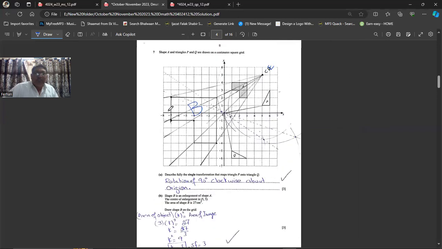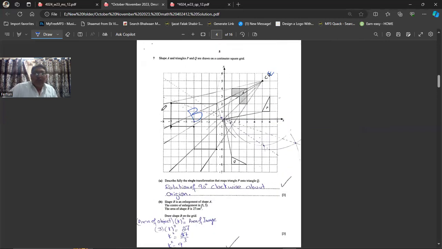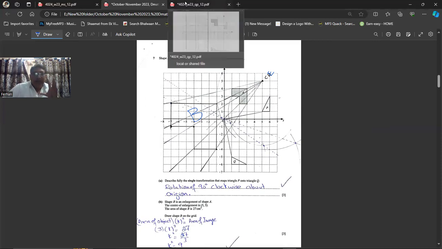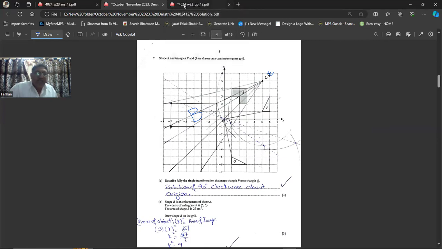This is how basically this question is done. Hopefully you understand. I hope that you have a hard copy of this paper with you and you are actually doing this, then you will be able to understand this much better.